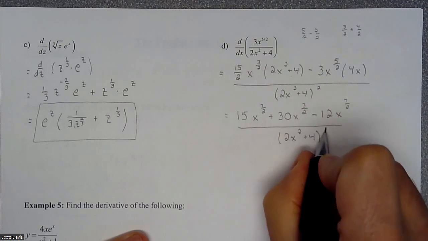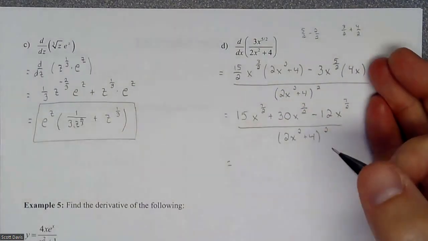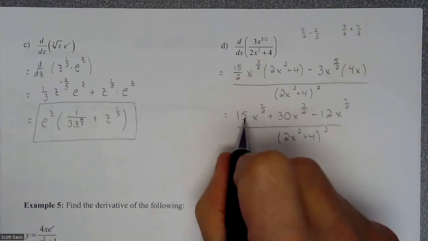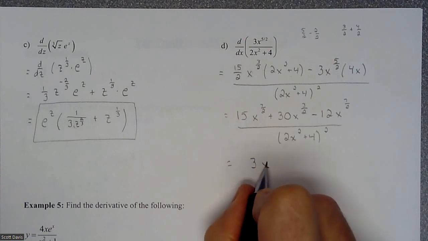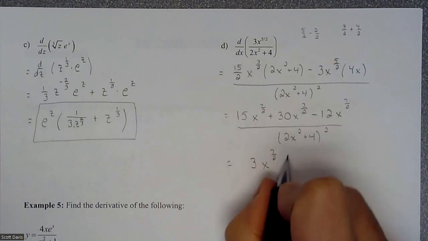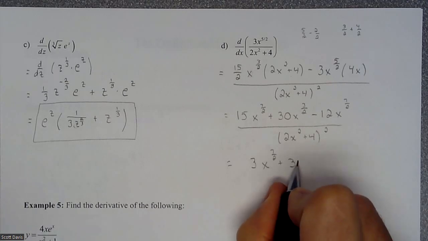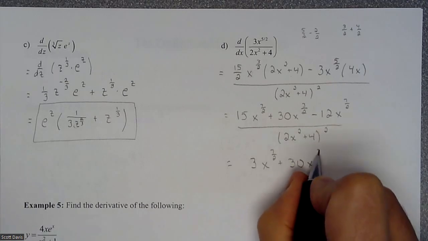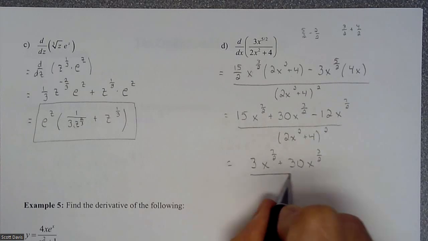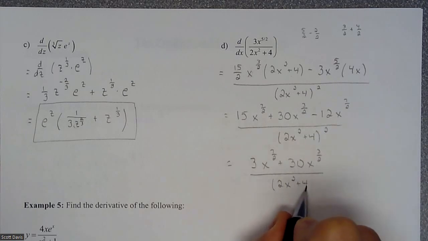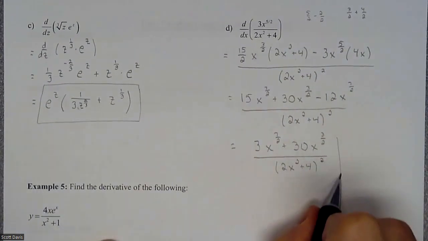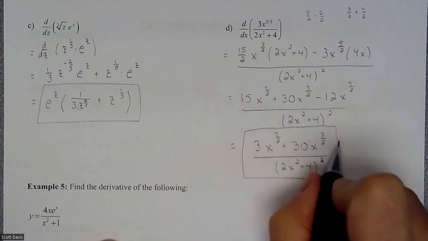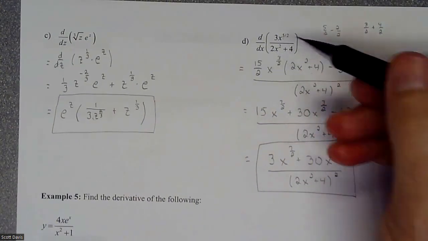So over that denominator squared. All right, I think the last piece is these two are like terms, so 15 minus 12 is going to get us a 3 x to the 7 halves plus 30 x to the 3 halves, divided by 2x squared plus 4 squared. And that is as far as we could take that. So that is our slope equation, our derivative of this original.